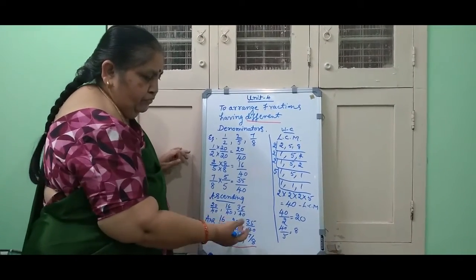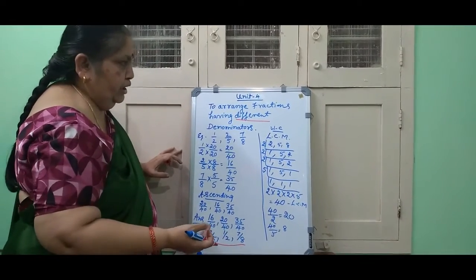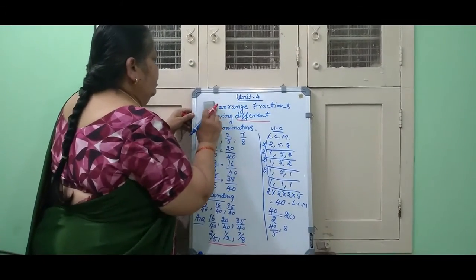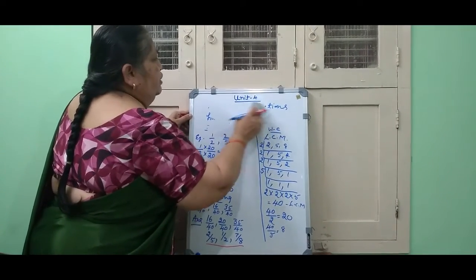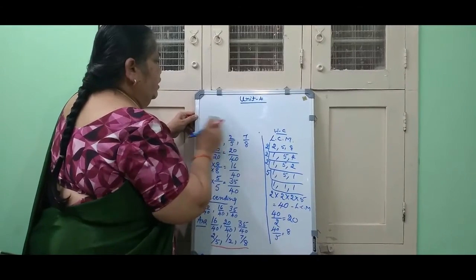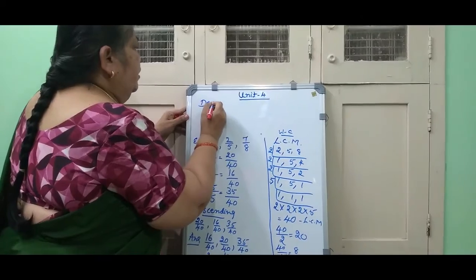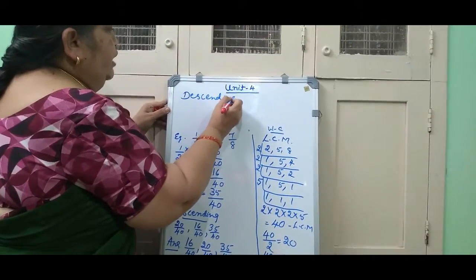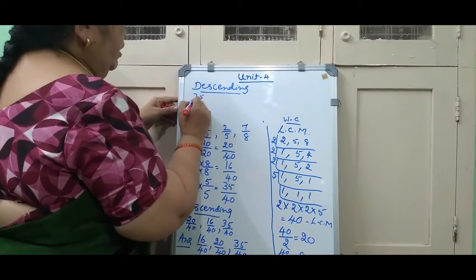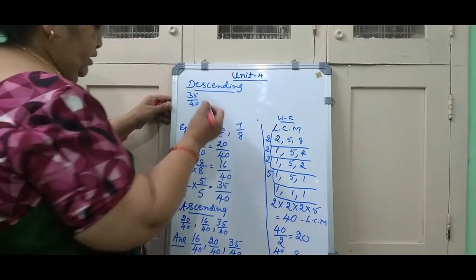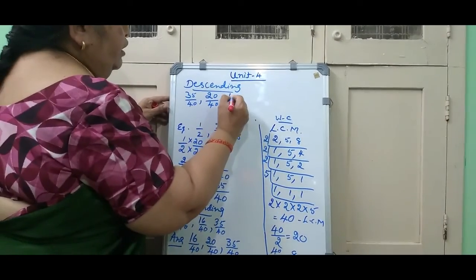And if you write the reverse of this, you will get the descending order. I have told you, if you write 35 by 40, 20 by 40, 16 by 40, what do we get? I will show you once again the arrangement of the descending order. Once again let me write these fractions: 35 by 40, comma, 20 by 40, and again 16 by 40.